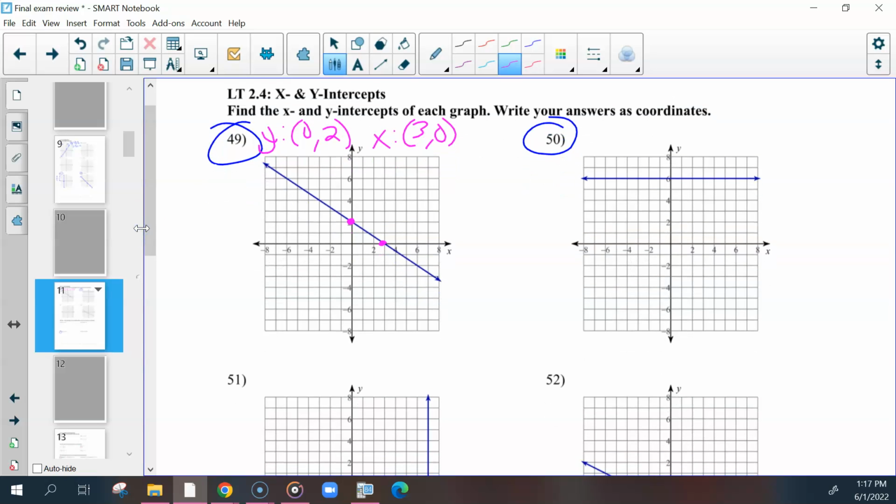For 50, same thing, except this only crosses the y-axis. It does not cross the x-axis at all. So for our y-intercept, that would be at the point 0, 6. For our x-intercept, we could say none, and A doesn't exist. What we could not put is 0, because that would mean there's an x-intercept at 0, and that is not the case. Questions on that one?